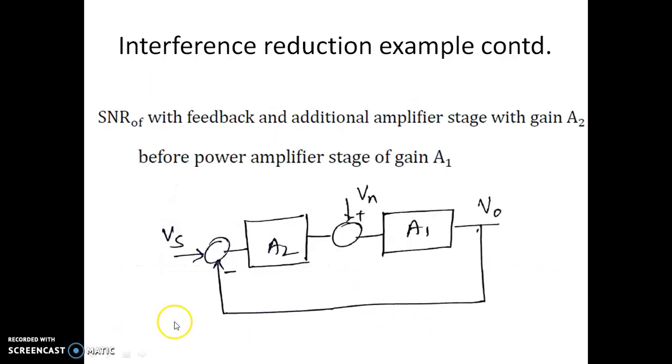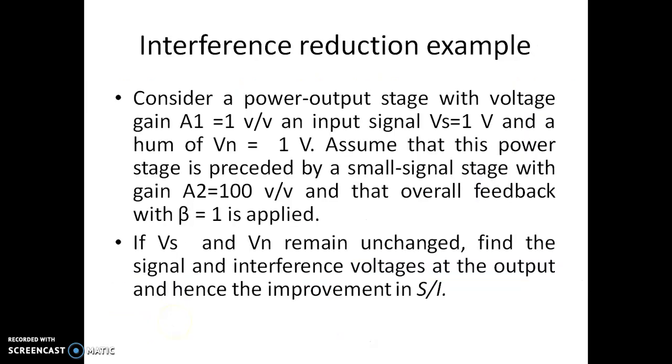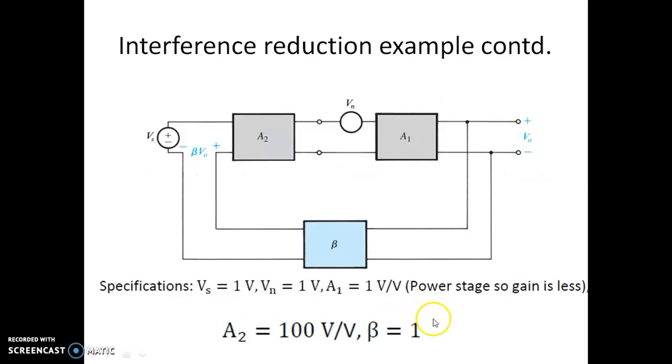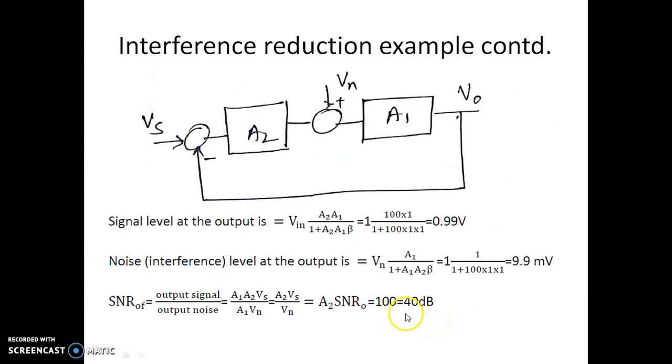noise ratio. One of the questions asked was to find out what is the improvement in the signal to noise ratio. You can see hence the improvement in signal to interference ratio. The signal to interference ratio is now 40 dB with the feedback. So earlier it was almost 0 dB, because 20 log of 1 is actually 0 dB.